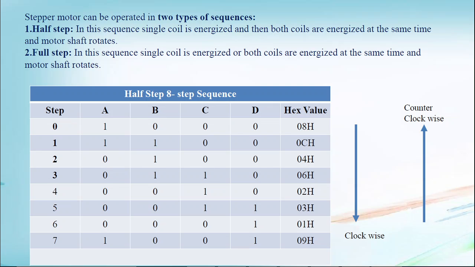A table shows the half step 8 step sequence, step 0 to step 7, for winding A, winding B, winding C and winding D. We are using 4 windings; of the 6 leads, 4 leads are used here and 2 leads are connected to common. The hex values you have to pass to rotate the stepper motor in the clockwise direction are 08, 0C, 04, 06, 02, 03, 01, 09. If you want to rotate the stepper motor in the anti-clockwise direction, then you have to pass the values 9, 1, 3, 2, 6, 4, C, 8.